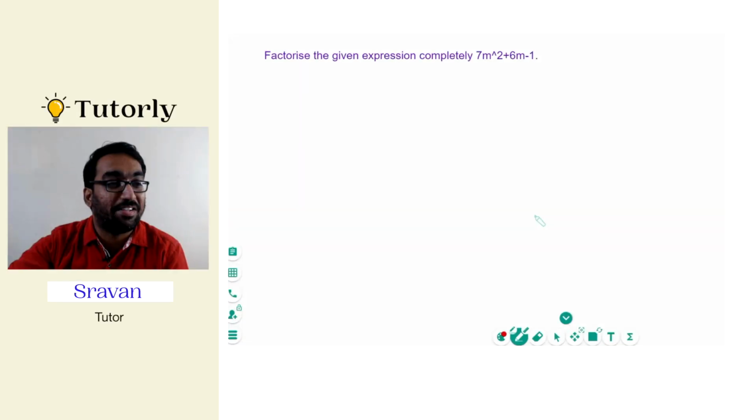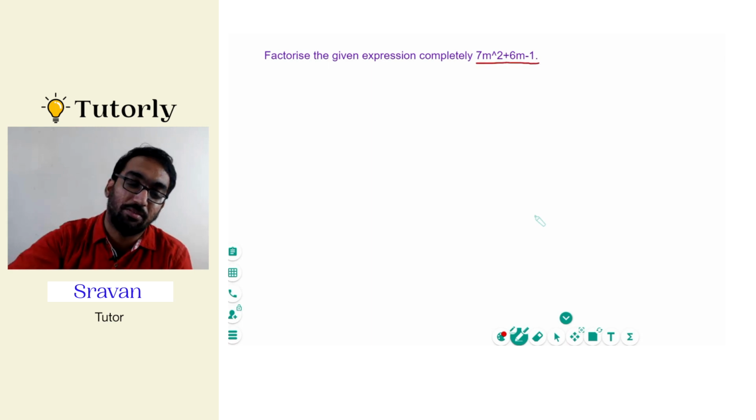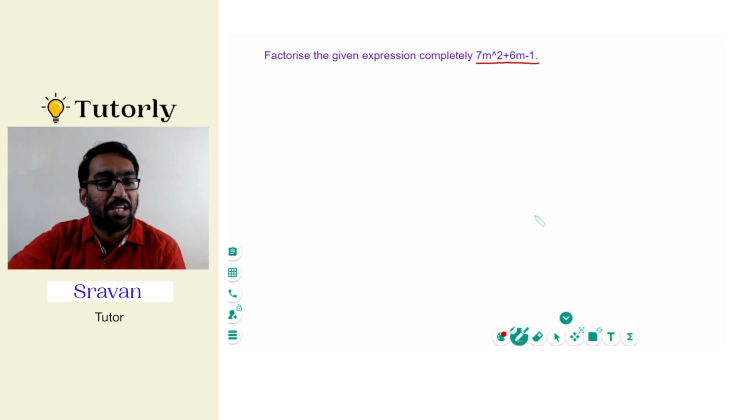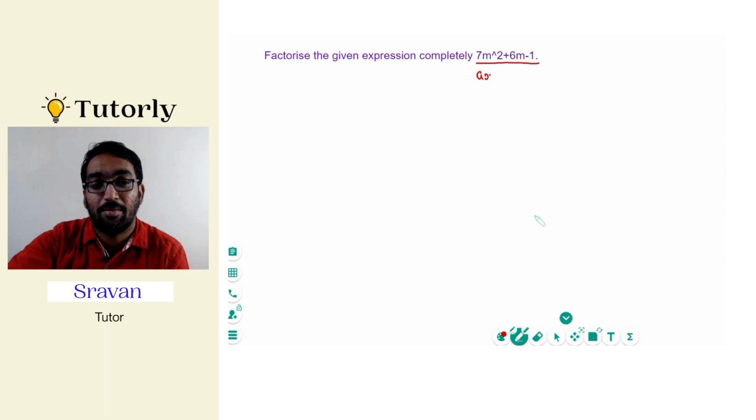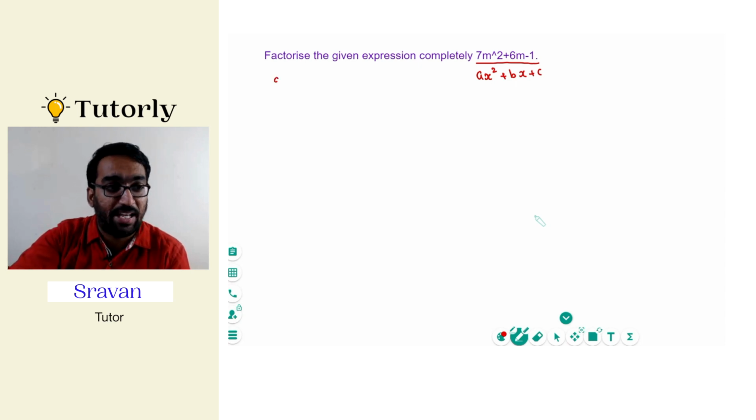The question says factorize the given expression completely, and the expression is 7m squared plus 6m minus 1. Let's compare it with the general form of a quadratic expression, that is ax squared plus bx plus c. Now when we compare it, we should be able to find the values of a, b and c. So we get a as 7, b as 6 and c as negative 1.